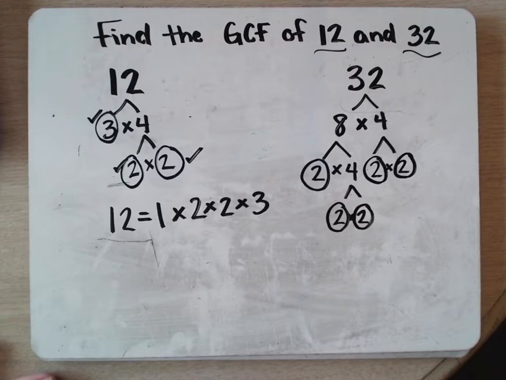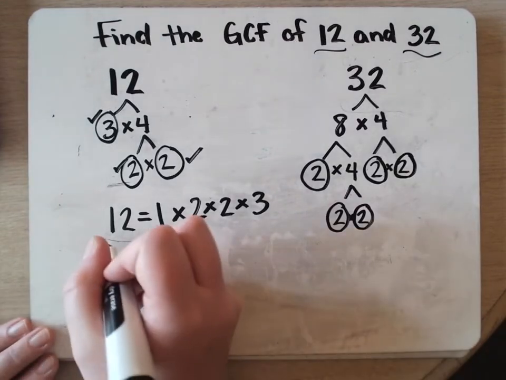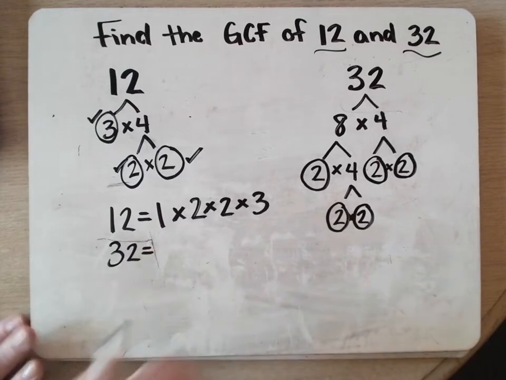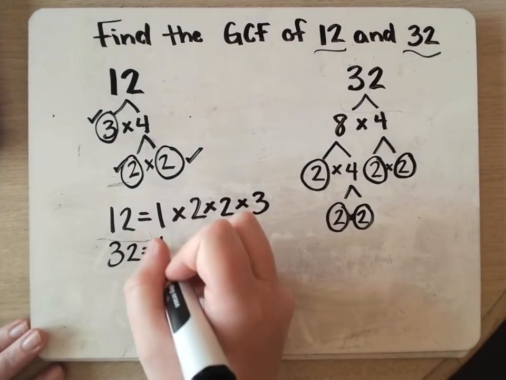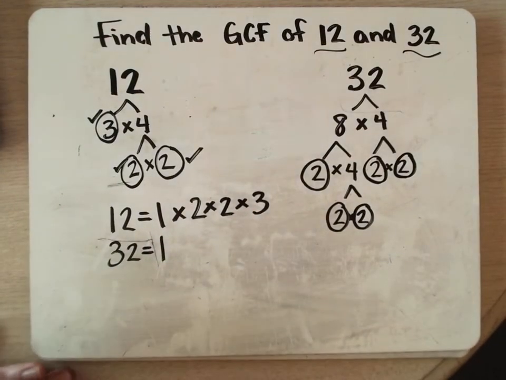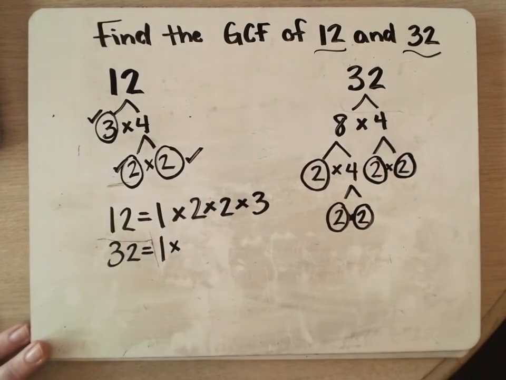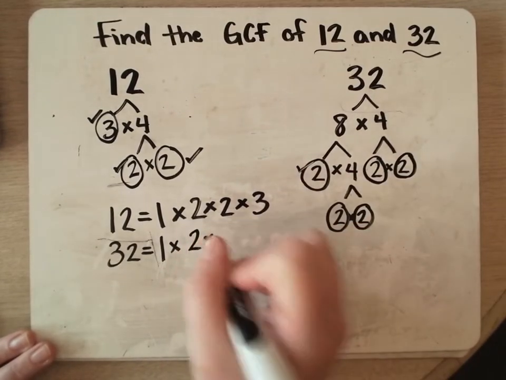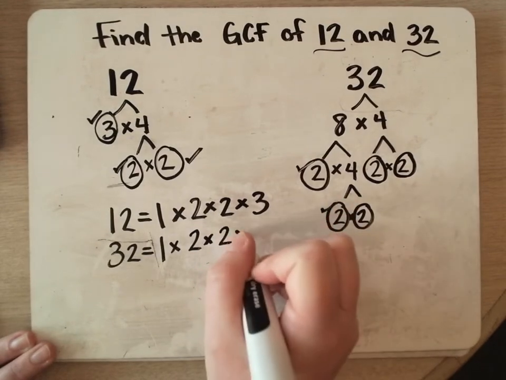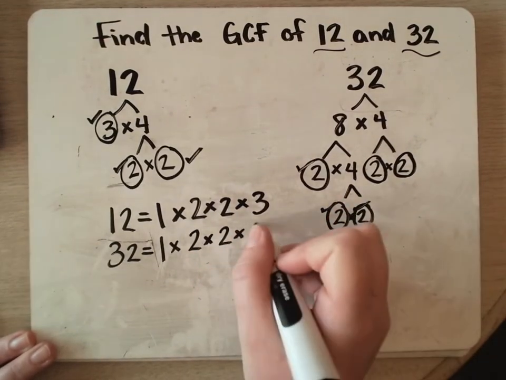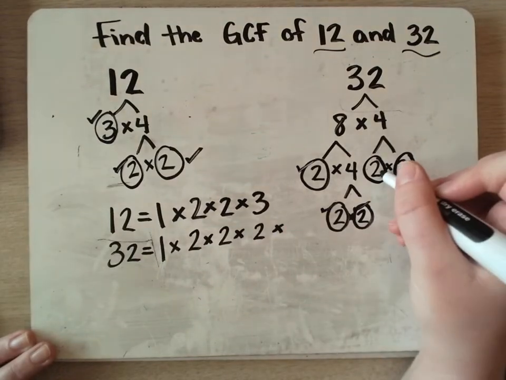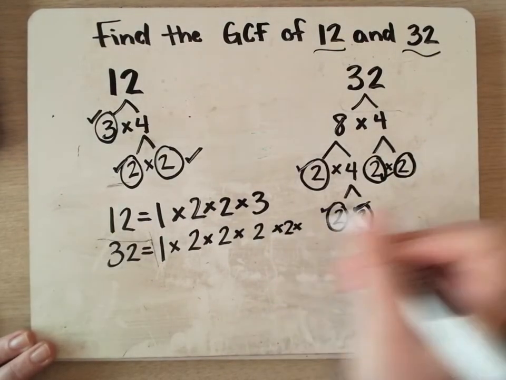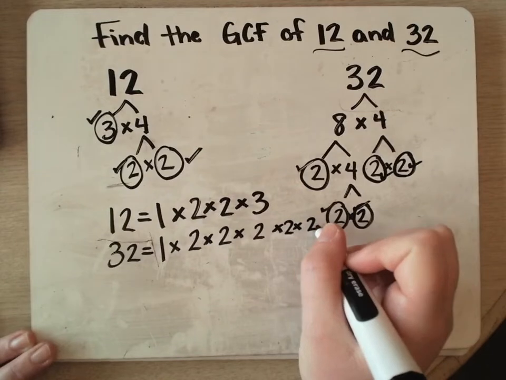Now, you need to make your second list. So write 32 equals 1, because 1 is a factor of every number, so that's always first on your list, times. Now all these numbers are 2's, so I don't have to worry about going from least to greatest. So 1 times 2 times 2 times 2 times 2 times 2.